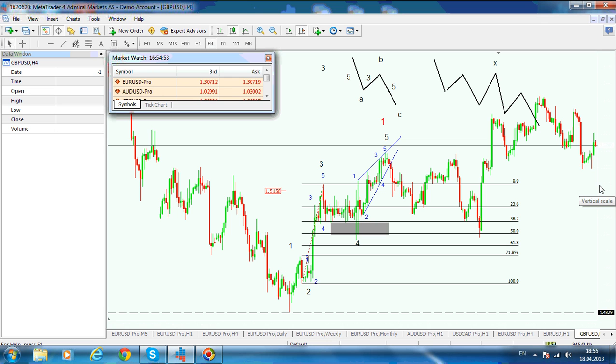Moreover, on the double corrections or triple corrections, the last zigzag may be replaced with a triangle, a contracted triangle, or the two zigzags can be connected with a flat or with a triangle. So extremely complicated. A lot of things to learn. You have to practice. Have to take a look at charts.